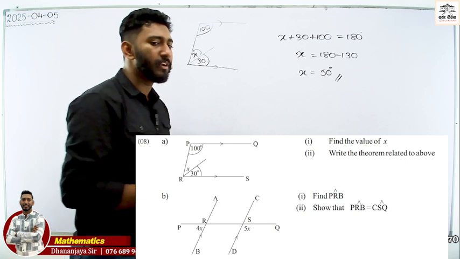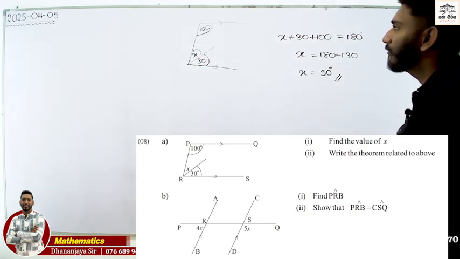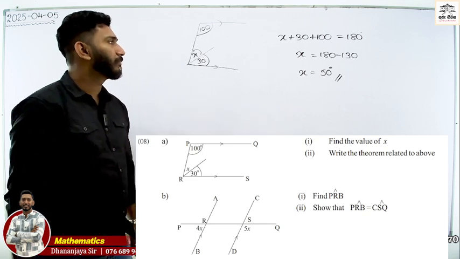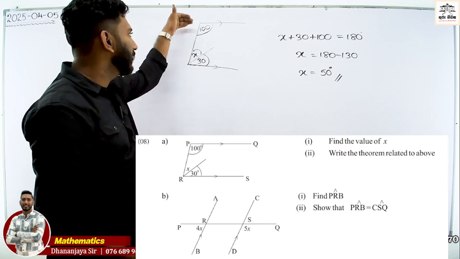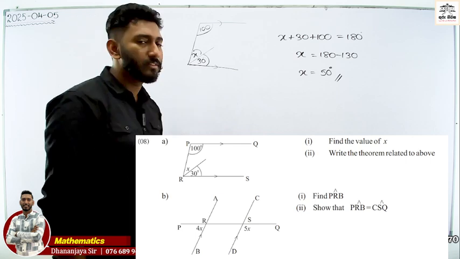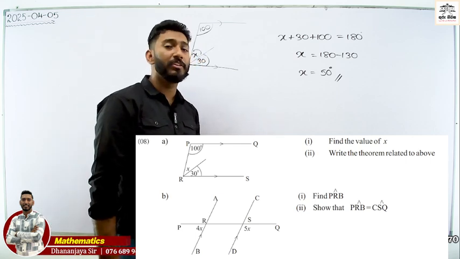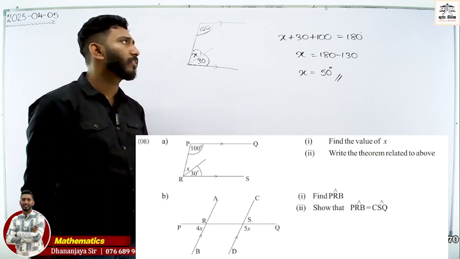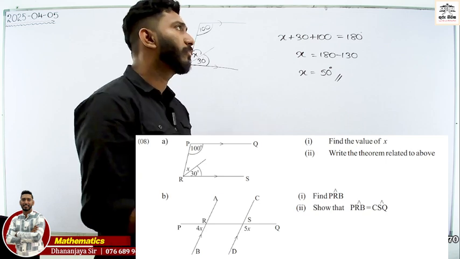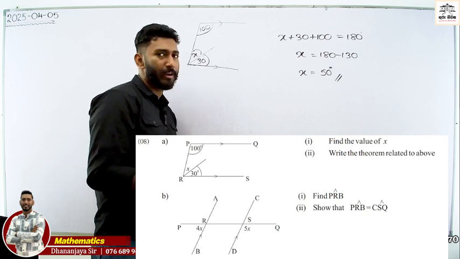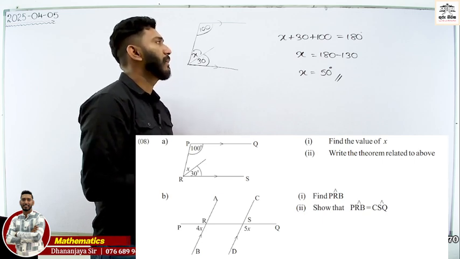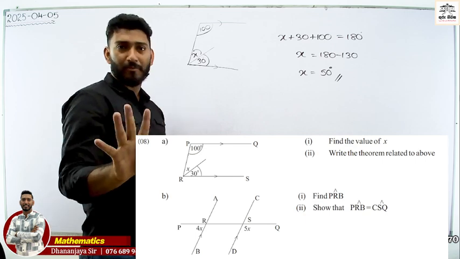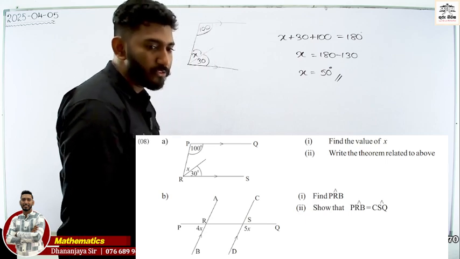Write the theorem related to the above. In parallel lines, two allied angles are supplementary, or we call it the sum of the two allied angles is 180. That's a theorem. If we have a pair of parallel lines, allied angles are supplementary. Now you can find PRB and show that PRB equals CSQ.